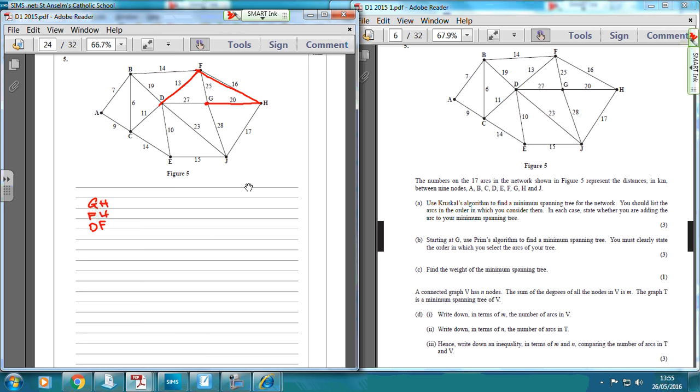Next one after that is going to be 14. No, it's not, sorry. I always make mistakes on these, so apologies. The next one is going to be DE, which is 10. The shortest one attached to any of them so far is going to be D to C. You can write it as either DC or CD, doesn't matter. The shortest one then attached to what we've got is this one here, which is CB or BC. Shortest one attached now is AB. The shortest one that doesn't make a loop is going to be EJ. And that's it. That's all you need to do for that one.